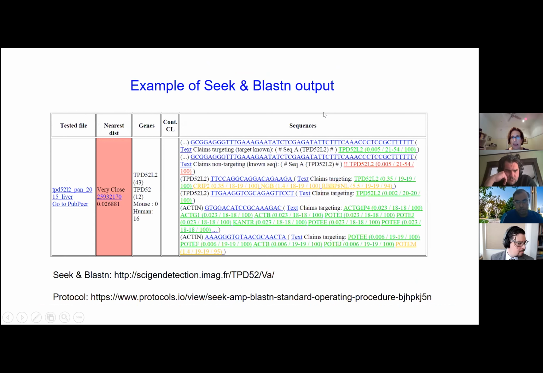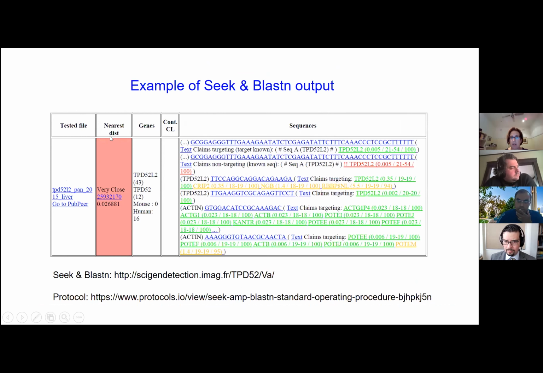And I'll just show you a quick example of a Seek and Blast output. So the tested file appears in this left-hand column, and there is an automated link to PubPeer, so you can post the results if you want to. We haven't used that automated link because we always check our results manually, and that's very important due to the complexity of the genetics literature.